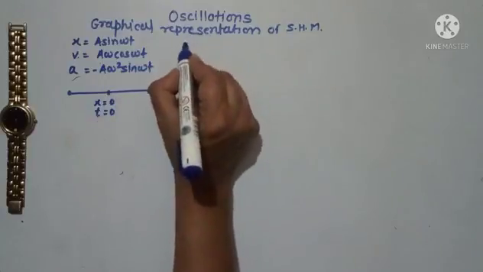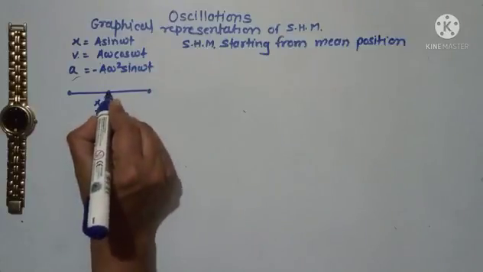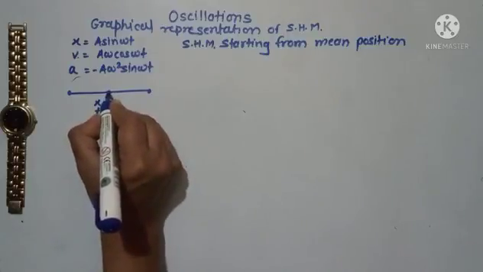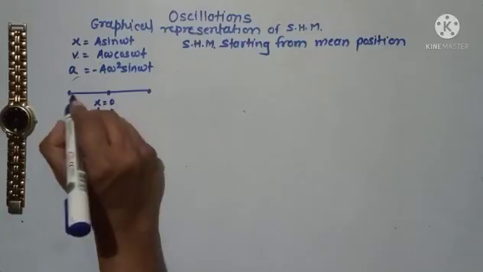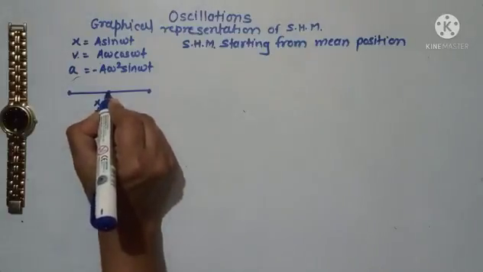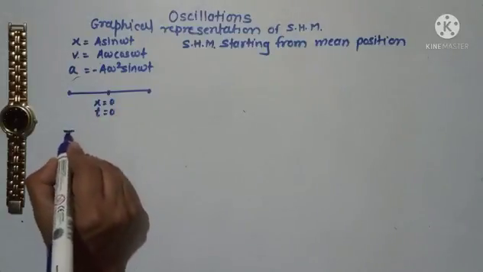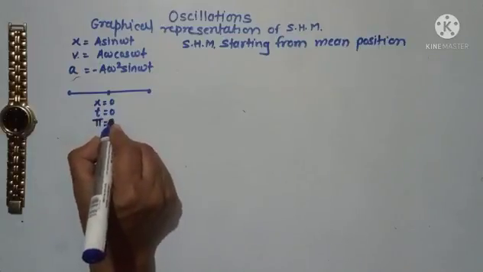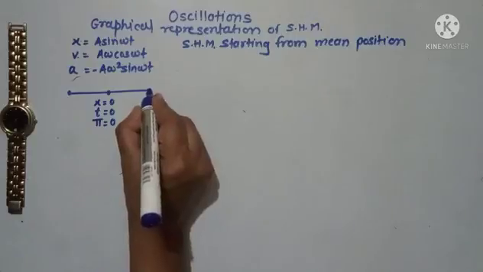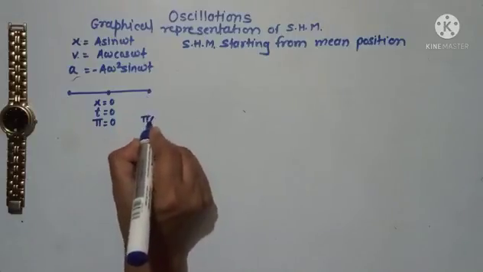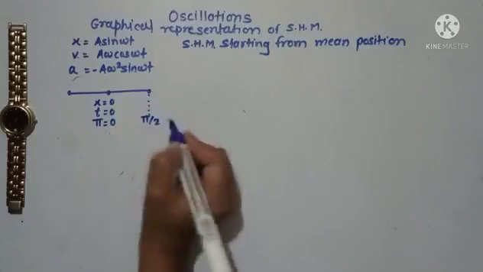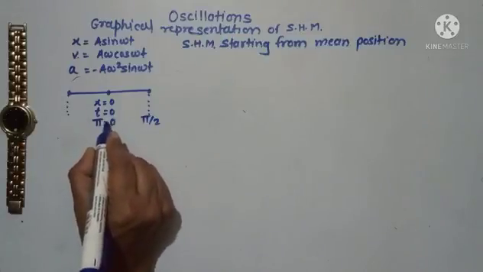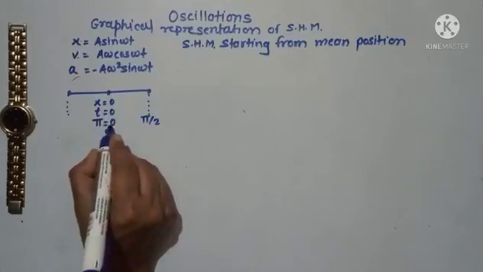See, the graphical representation of the displacement, velocity and acceleration for the SHM starting from its mean position. When this SHM is starting from the mean position, the time required for one complete oscillation is called the time period. Let us call that time t. Let us call this phase 0. So when the particle is starting from here, the phase is equal to 0.